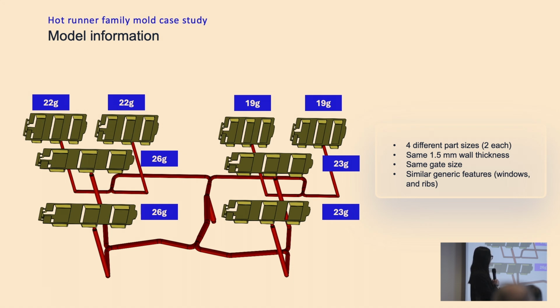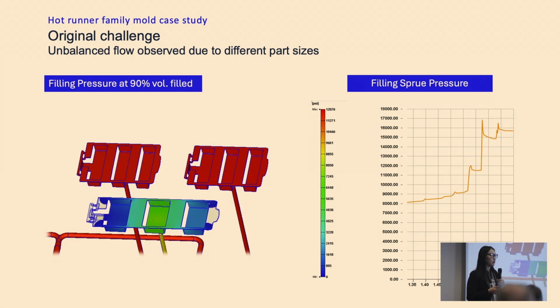So today, we will not be talking about shear heating issues causing imbalance in the runner. We will be talking about the unbalanced flow because of the different part sizes. I think this is quite intuitive. You can imagine that if you have different part sizes in the mold, the smallest part may be filled first. As you can see on the left-hand side, at the 90% filling stage, some of the cavities are not yet filled, but some are already fully filled. And this unbalanced fill behavior can also be seen through the filling sprue pressure XY curve, which I will talk about a little more later.